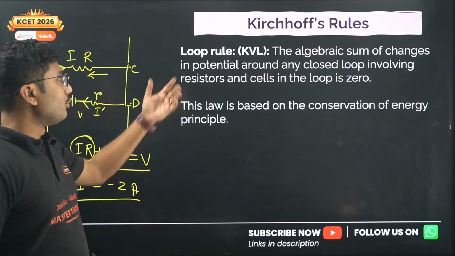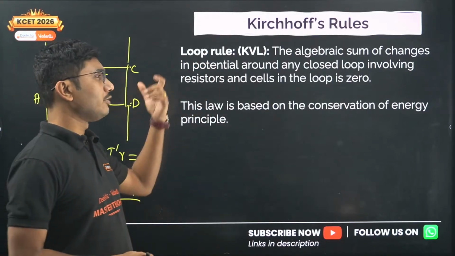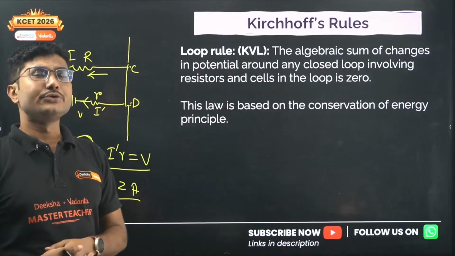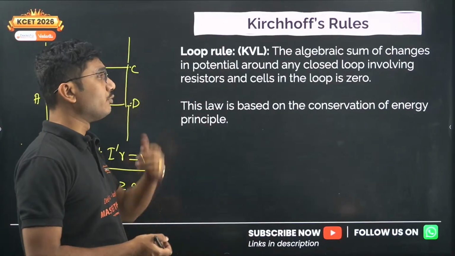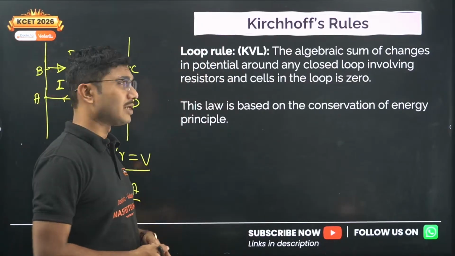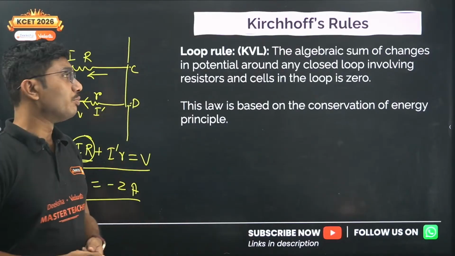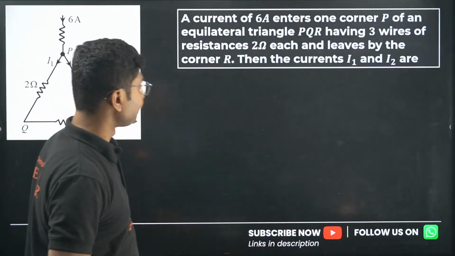Loop rule is the term that is given in your NCERT textbook, and in your KCET also they will use this form, but KVL is used in some of the reference books and in some international books as well. When we studied, KVL and KCL were the terms, but nowadays they have changed it to junction rule and loop rule for more adaptability. Now let's see one question.